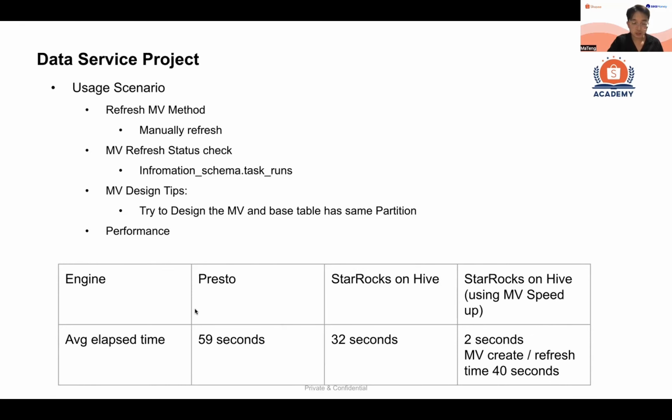And we can see here their report about StarRocks on Hive and Presto. For average elapsed time, Presto needs almost 16 seconds, and StarRocks on Hive is 30 seconds, so 2 times. And if StarRocks on Hive uses the materialized view speed up, it only needs 2 seconds. The first time the materialized view creation will spend the time. So the query performance is super good. Nowadays, this has already become the OLAP speed up solution in the data service.